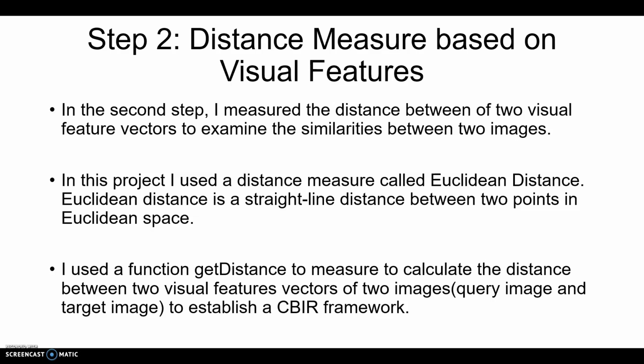Step 2, distance measure based on visual features. In this step, I measure the distance between two visual feature vectors to examine the similarities between two images. In the project, we used a distance measure called Euclidean distance, which measures the straight line distance between 2 points in space. Use the function getDistance to calculate the distance between two visual feature vectors of two images, which is the query image and the target image, to establish a CBIR framework.